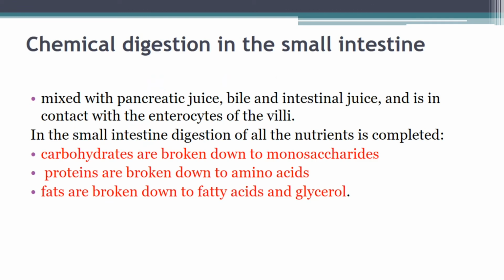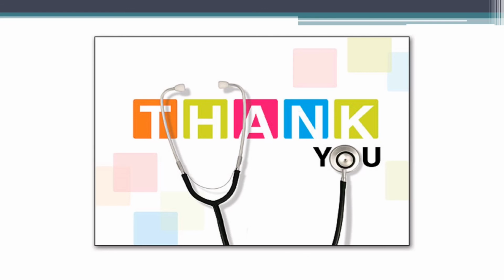Next, chemical digestion in the small intestine. The chyme is mixed with the pancreatic juice, bile and intestinal juice, and comes in contact with the enterocytes of the villi. In the small intestine, the digestion of the nutrients is completed. The carbohydrates are broken down into monosaccharides, proteins are broken down into amino acids, and fats are broken down into fatty acids and glycerol. So this is all about the anatomy and physiology of the small intestine.